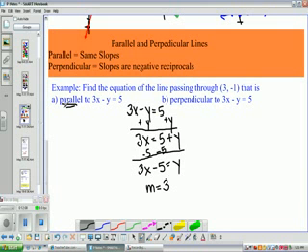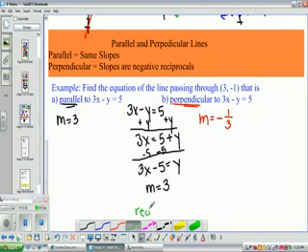So if we want to be parallel, we'll use a slope of 3. Whereas perpendicular, it says the slopes are negative reciprocals. So that means it's the opposite sign. So if this is 3, it'll become negative. And the reciprocal of 3 would be 1 over 3.